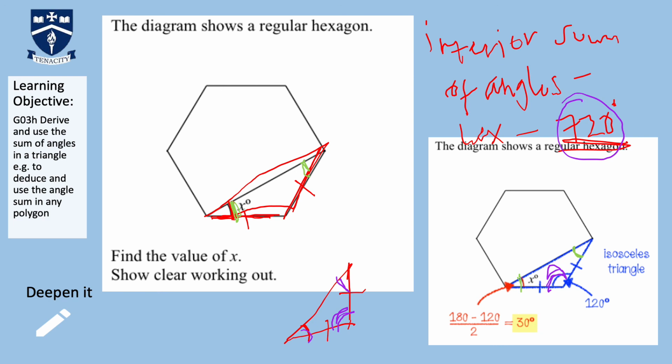Okay, we just want one of those angles. We just want x. If it's an isosceles triangle, the two base angles are the same, they're equal, since these two side lengths are the same. So we do 60 divided by 2, which is 30 degrees. Therefore, x equals 30 degrees.